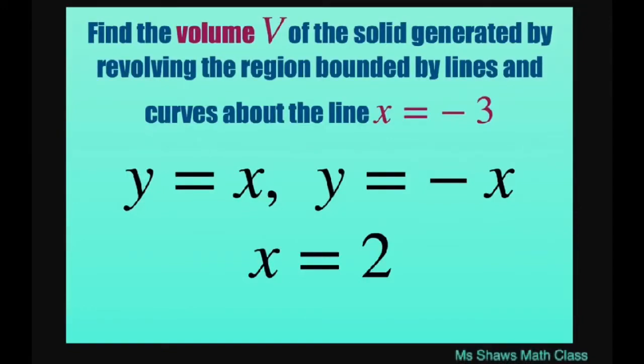We're going to find the volume of the solid generated by revolving the region bounded by lines and curves. We just have lines for this one. It revolves about the line x equals -3. We also have y equals x, y equals -x, and x equals 2.